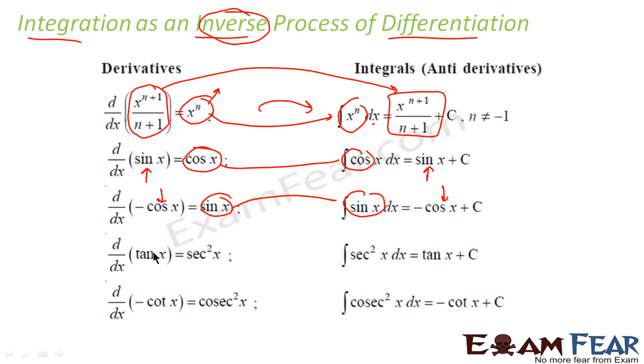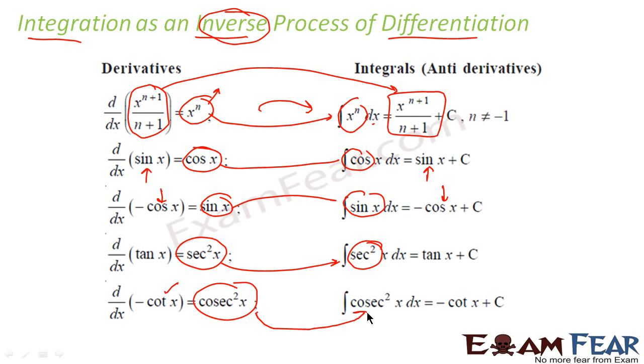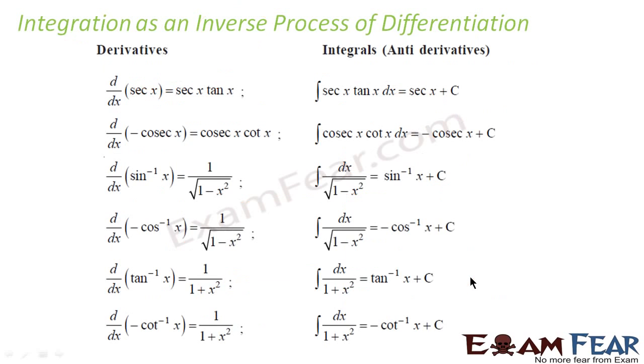Similarly, you differentiate tan x, you get sec square x. So if you integrate sec square x, you get tan x. You differentiate minus cot x, you get cosec square x. You integrate cosec square x, you get minus cot x plus c. So that is how you see integration is nothing but the reverse process of differentiation.